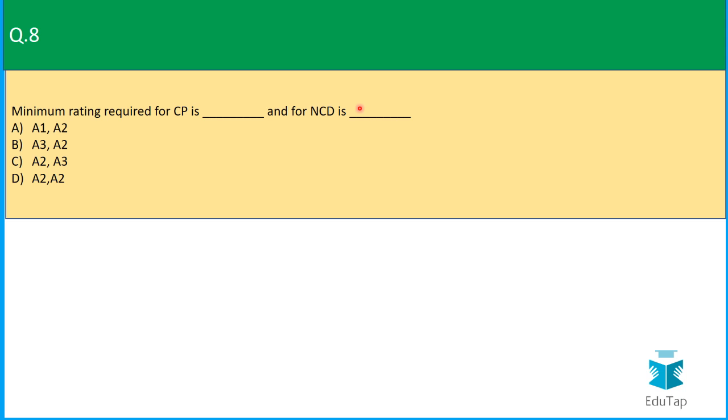Very good, guys. The answer is B. The minimum rating required for CP is A3 and for NCD it is A2.